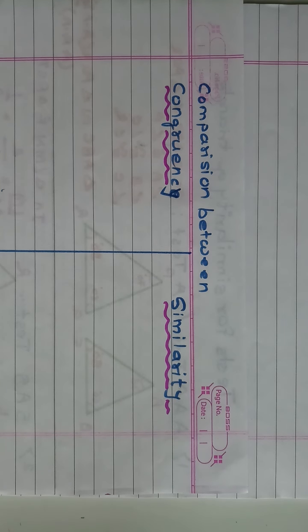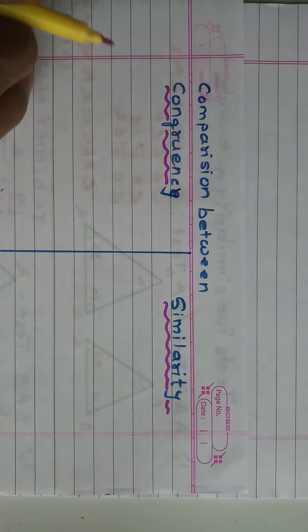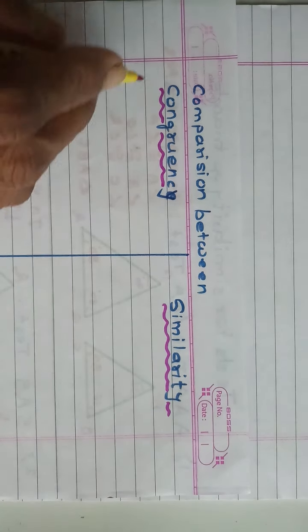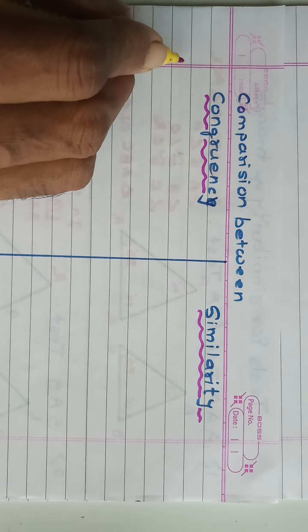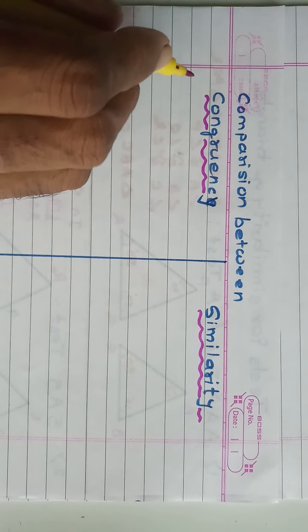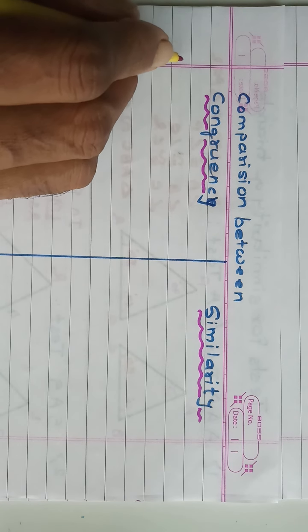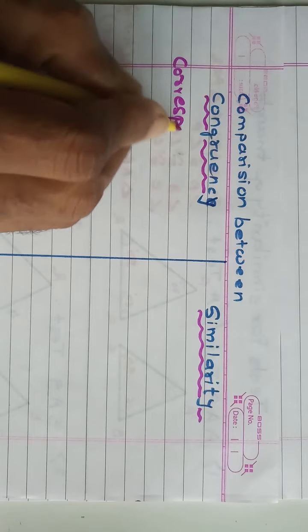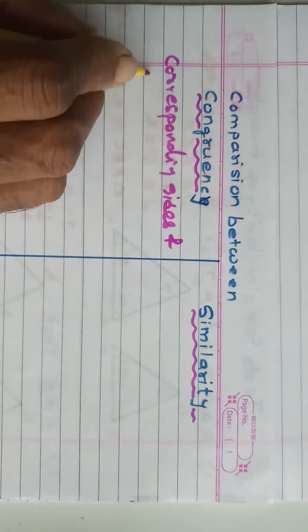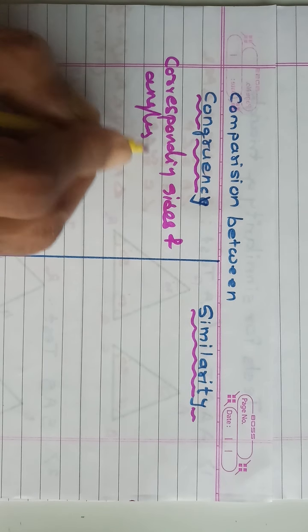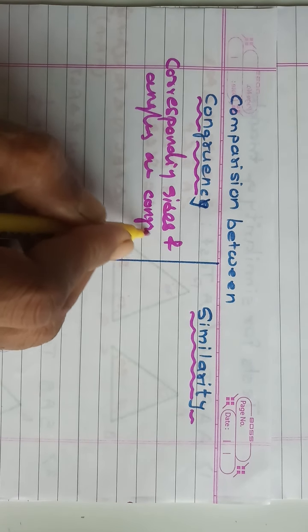We already studied congruency in standard 9. Let's see what is the difference between congruency and similarity. In congruency, in two triangles, corresponding sides and corresponding angles are both congruent.